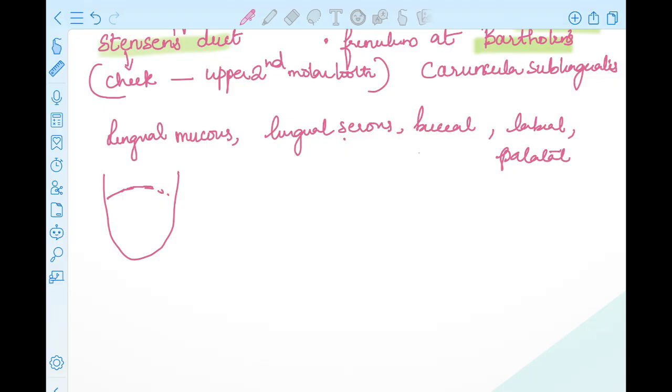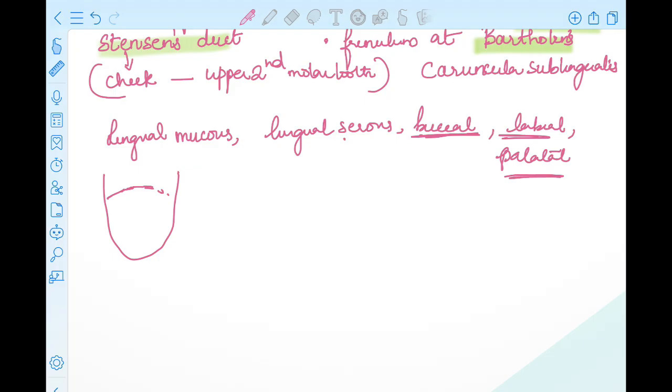The buccal glands are between the mucous membrane and the buccinator muscle. That is how you can remember the name. And the labial glands are beneath the mucous membrane around the orifice of the mouth. That is, around the opening of the mouth. And the palatal gland is beneath the mucous membrane of the soft palate.